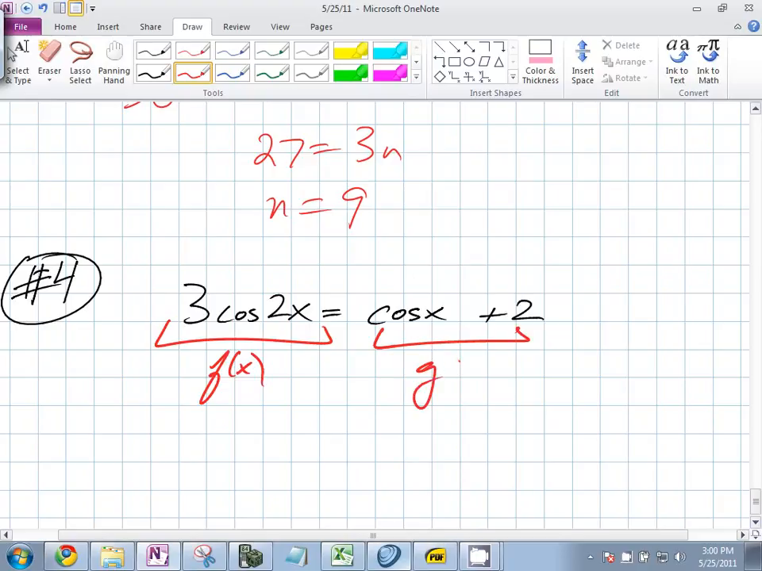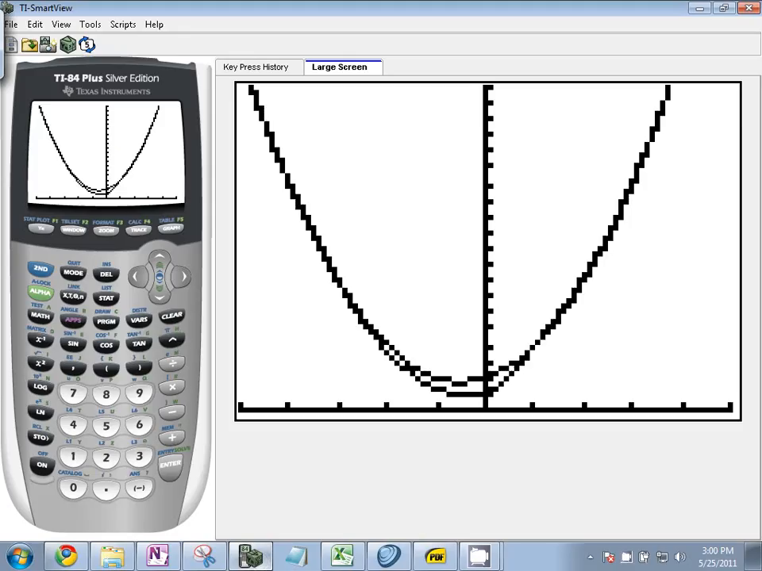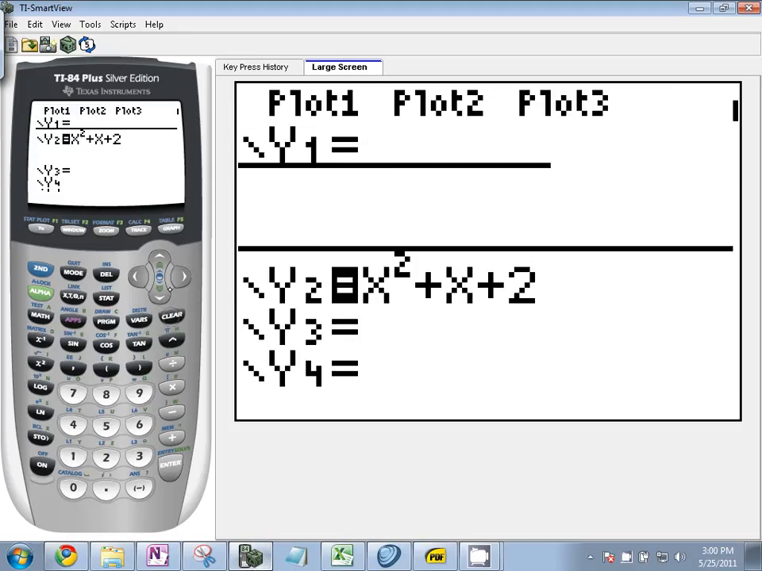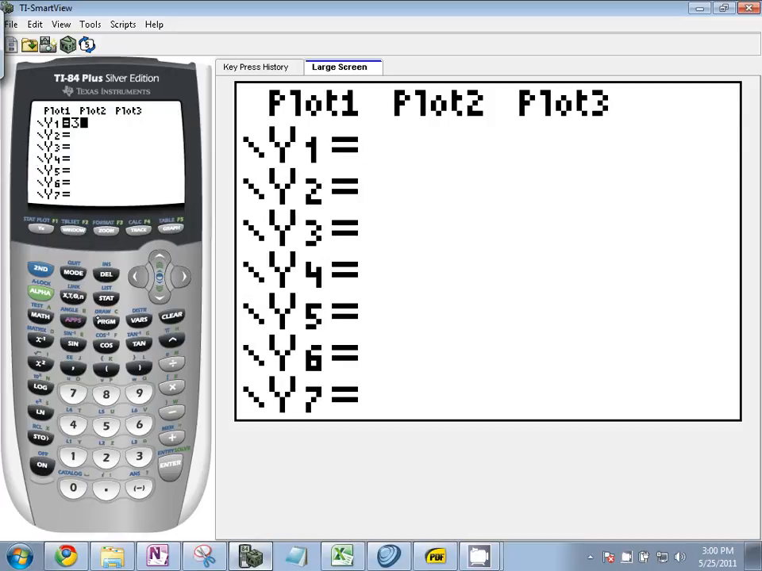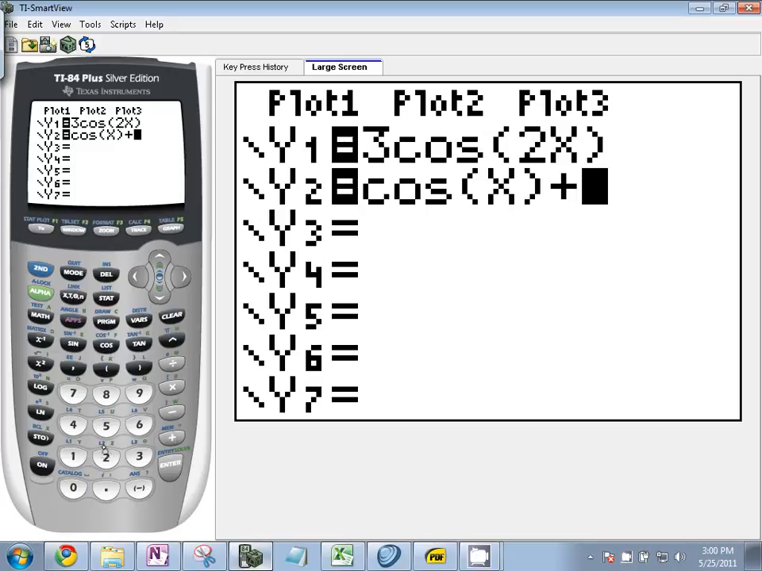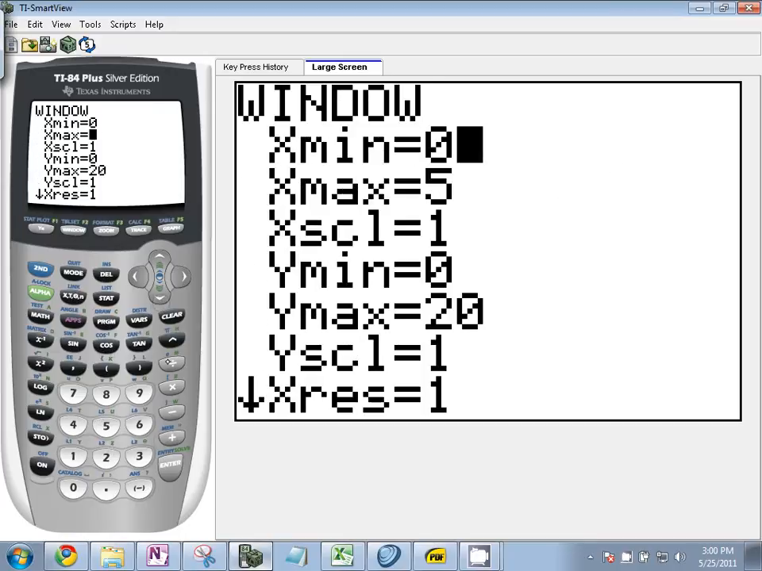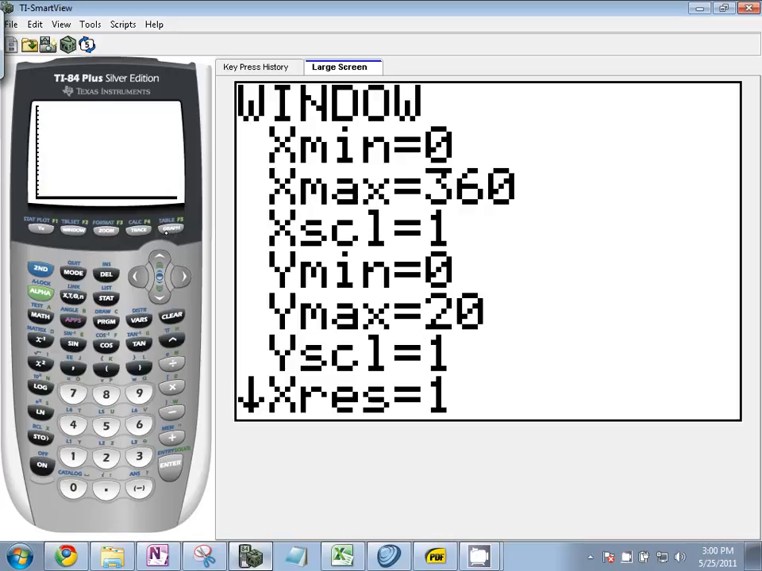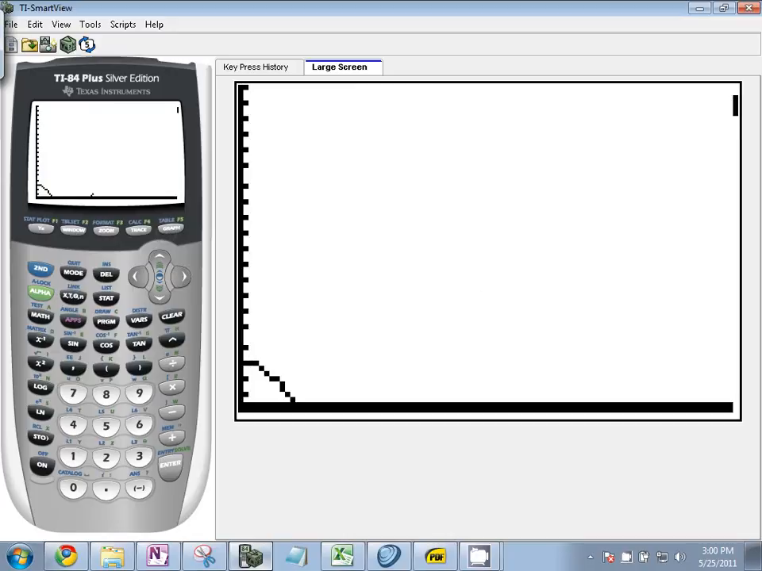When you graph this, 3 cosine 2x, right? And then you have cosine x plus 2. My window is going to go from 0 to 360. It's a little too high, isn't it? But you get the idea here, ready? So it's going like that. How many times does it look like it intersects? 4 times. Looks like it intersects 4 times.